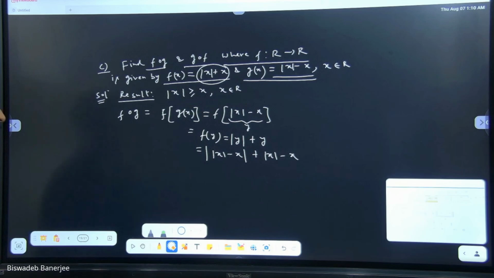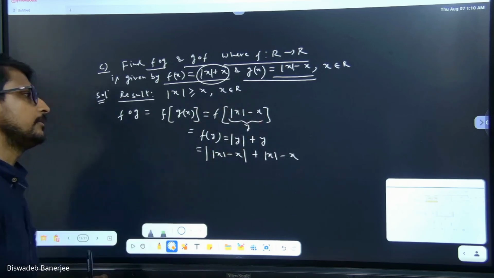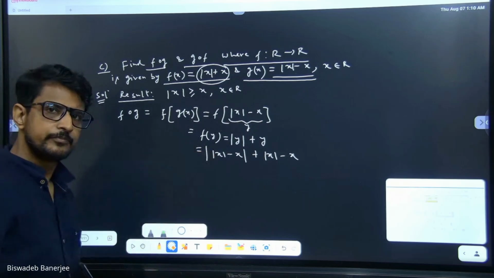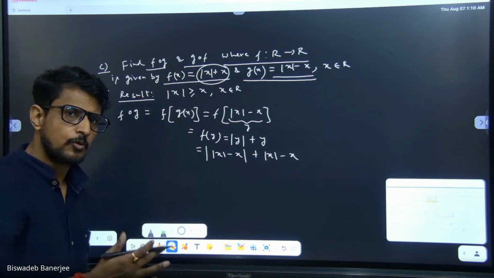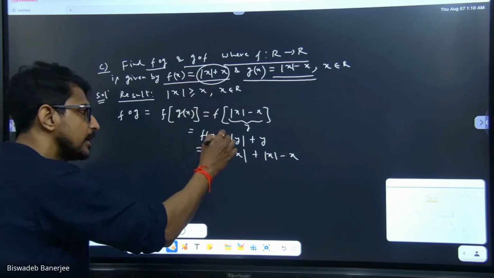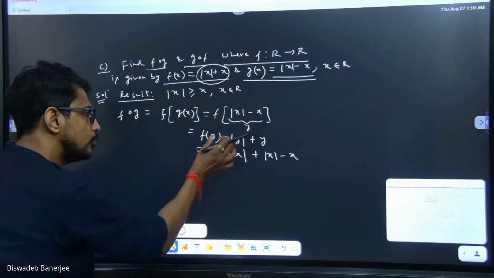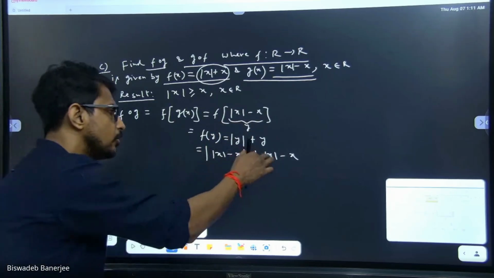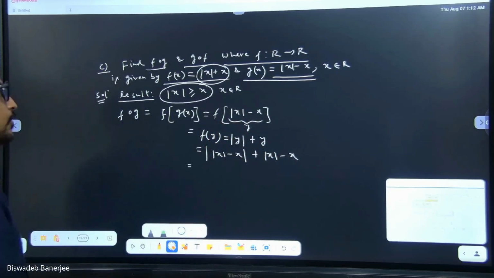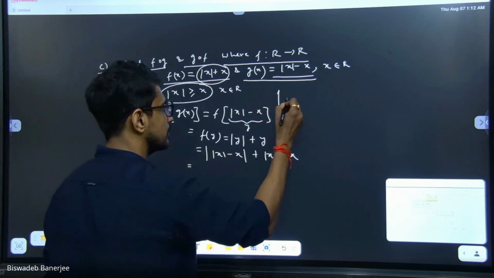So we let this one be y, and this becomes f of y. If my f(x) is this, what will f(y) be? Replace x by y, so |y| + y. Then put the value of y, which is |x| - x. So how can we take this? |(|x| - x)|. I'm showing you here.